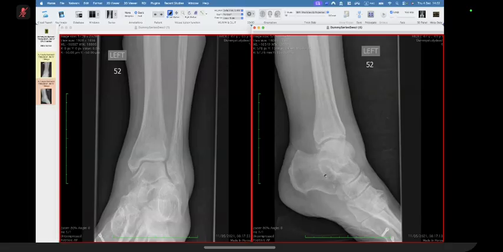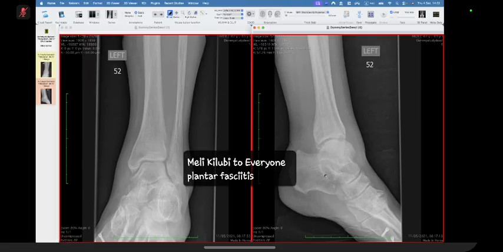Then she's in a lot of pain. She's come in and she's not able to bear weight on her foot. She's in that much pain that her daughter had to bring her in a wheelchair from the parking lot.